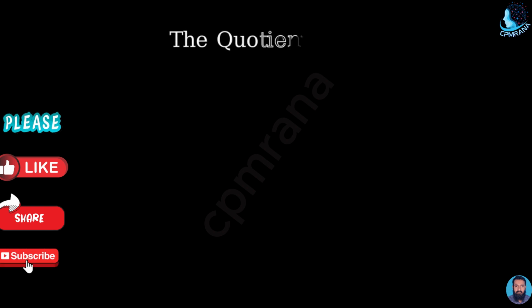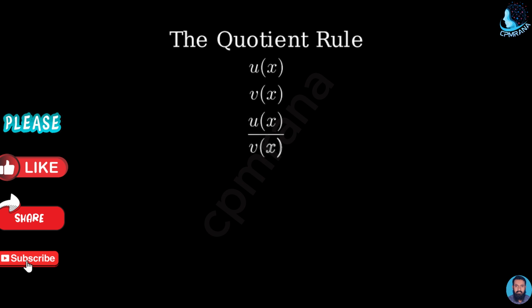Let's learn about the quotient rule in calculus, a formula for finding the derivative of one function divided by another function. Let's say we have two functions, u of x and v of x. When we divide these functions, we get u over v. To find the derivative of this quotient, we use the quotient rule.